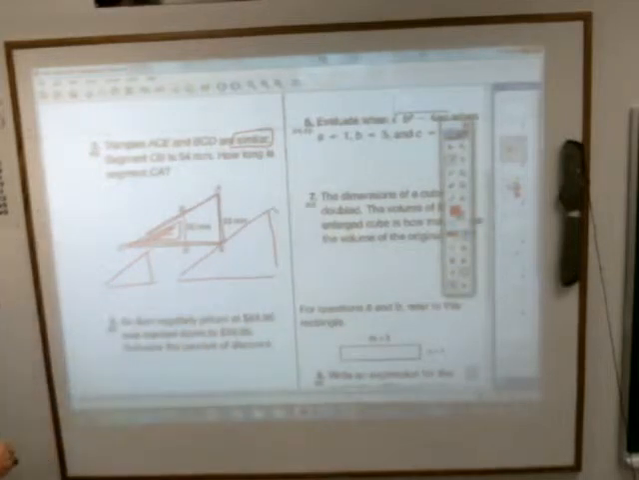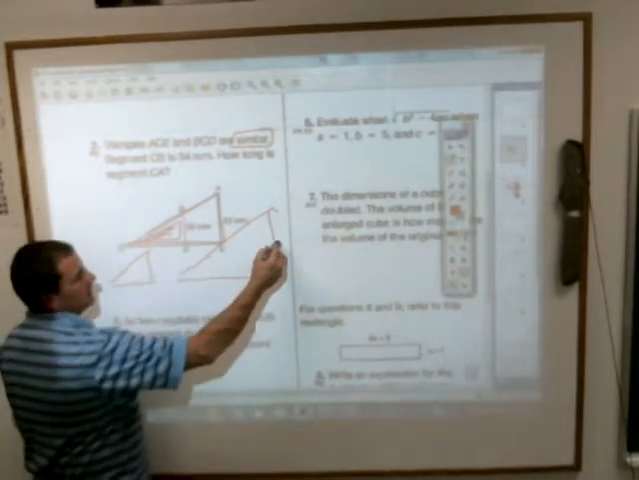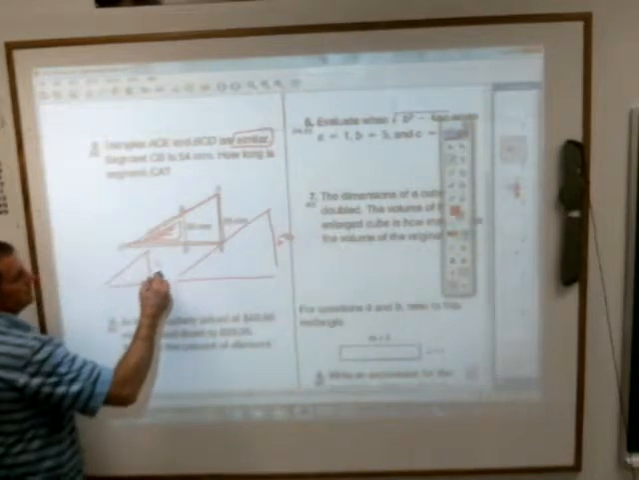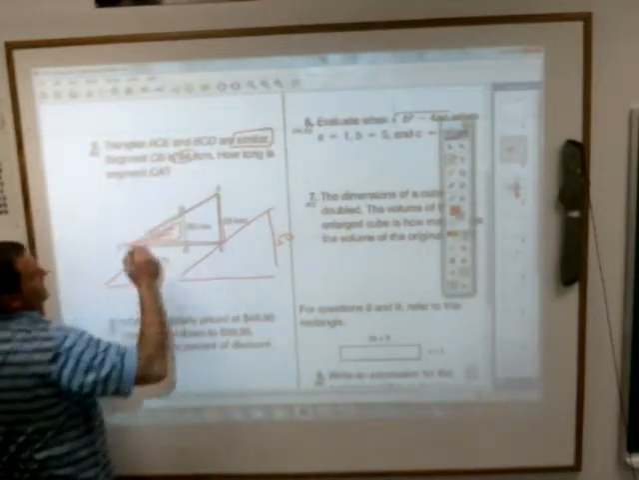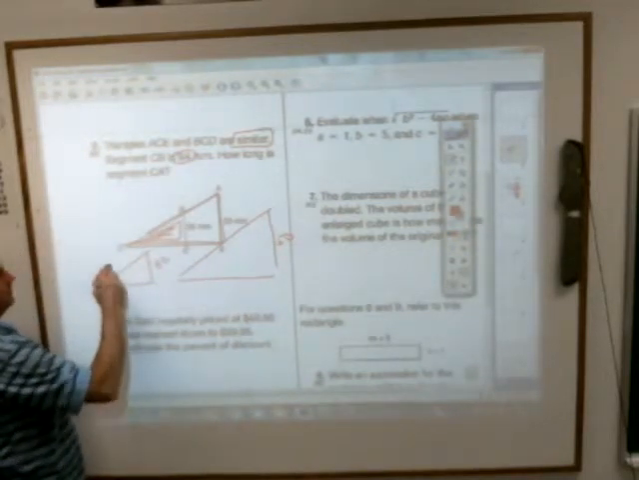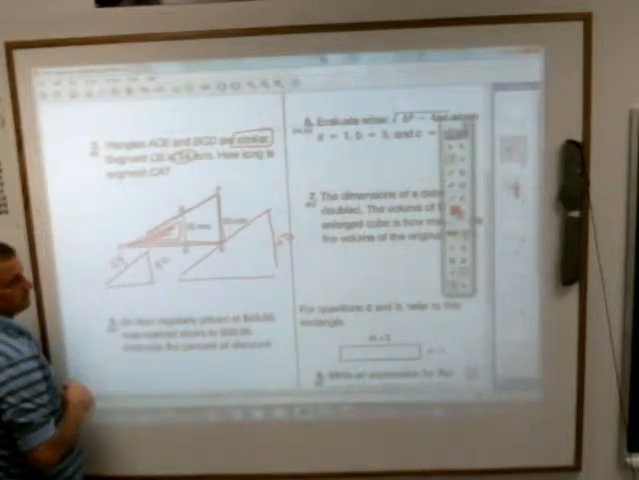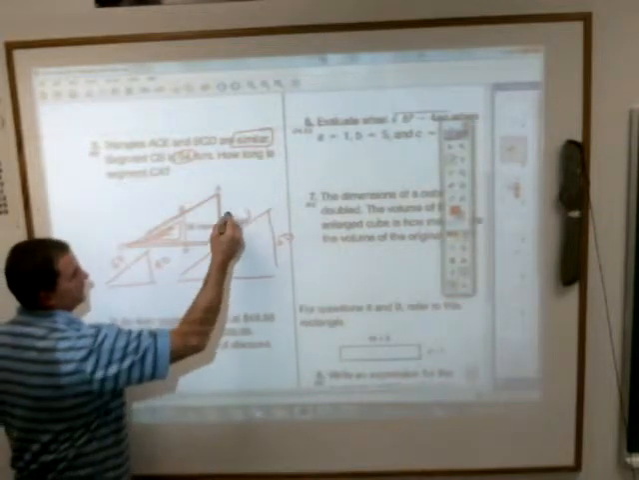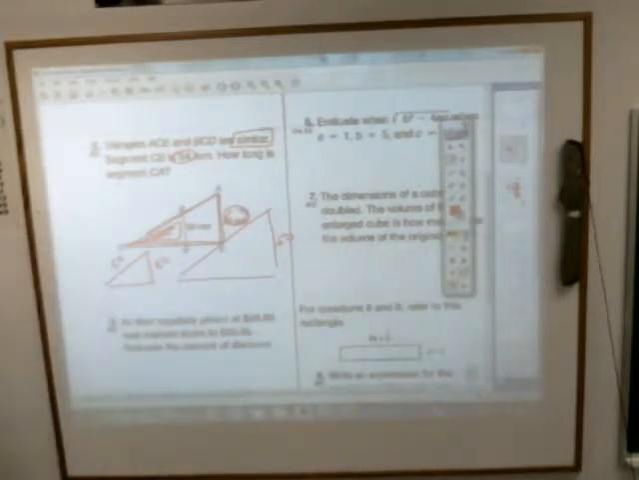Those are your 2 similar triangles. What are the dimensions? This is 50, this is 30. The problem tells you that CB is 54, and they want to know what this side over here, which I'm not given, is. Proportion just means that corresponding sides are going to be proportional.